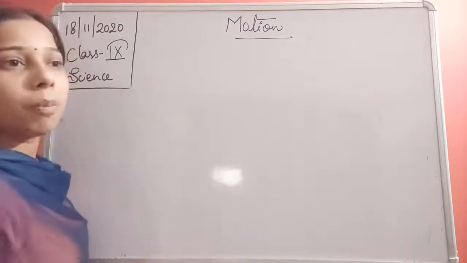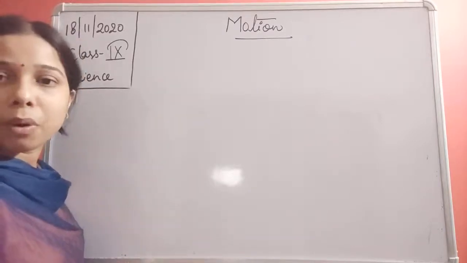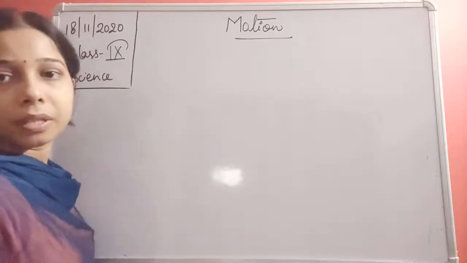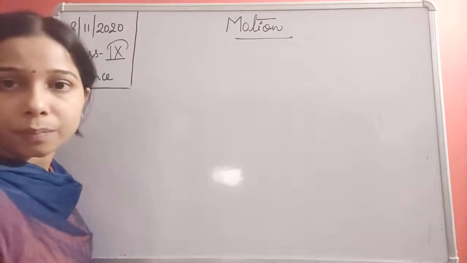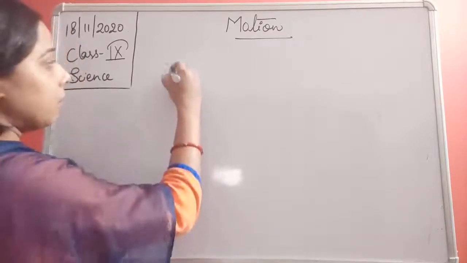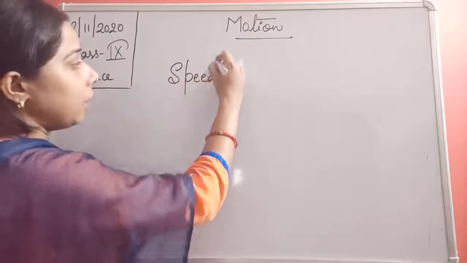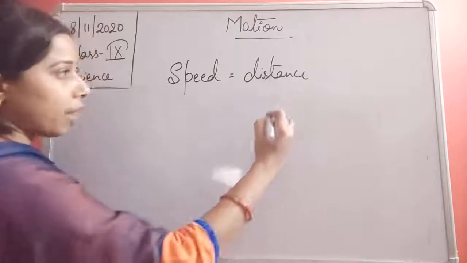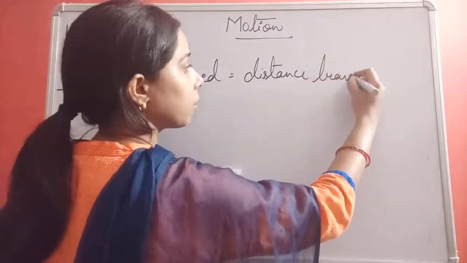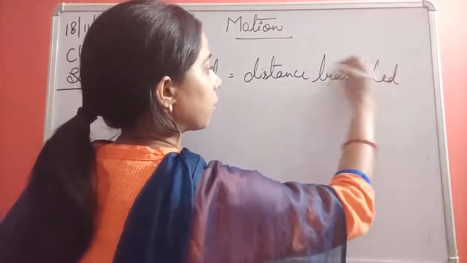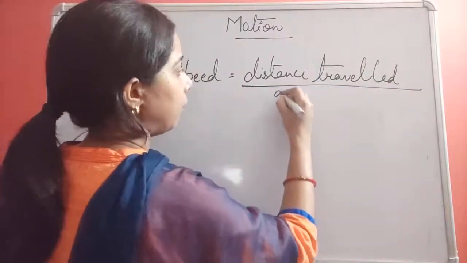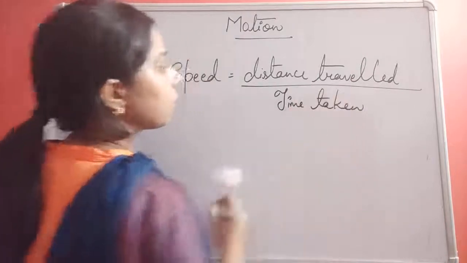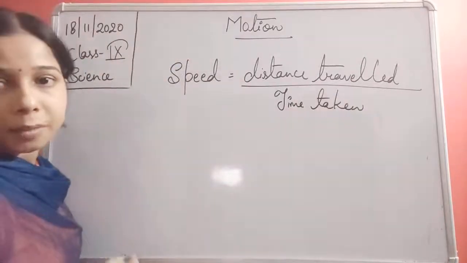The speed of a body is the distance traveled by the body per unit time. It means we can write it like: speed is equal to distance traveled by time taken. Distance traveled by time taken.